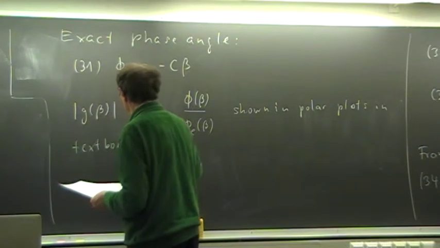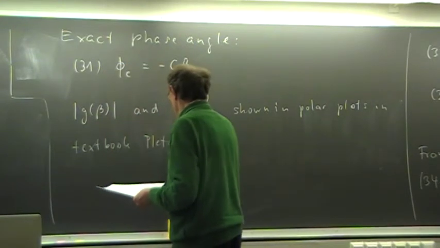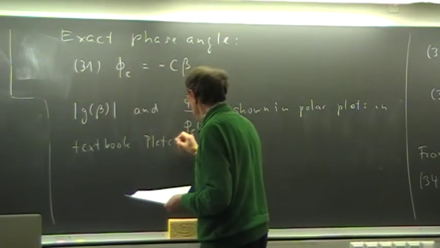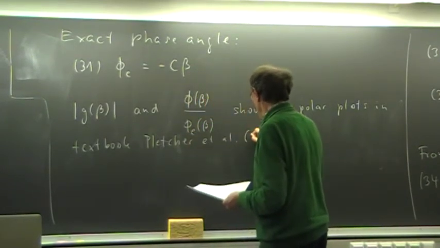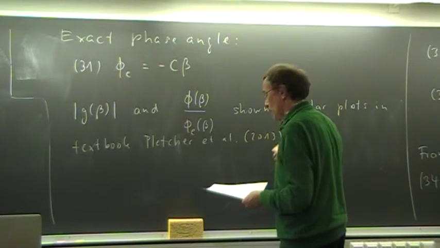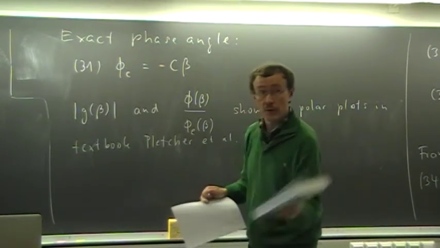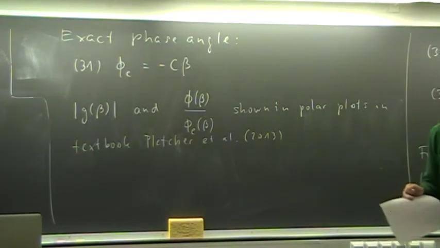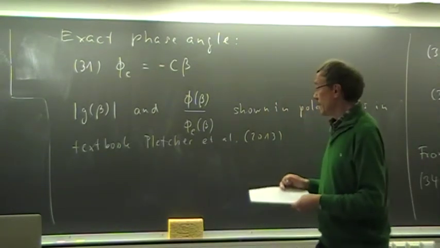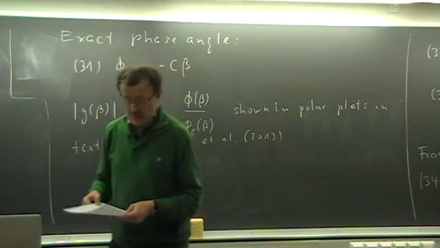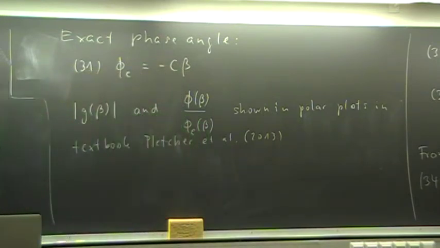That is Fletcher, Tannehill, Anderson, current edition of 2013. That is the one that is referenced, but you can also use the older edition. They did not change much in that. So let us look at that now. What are these polar plots? What is meant by that?